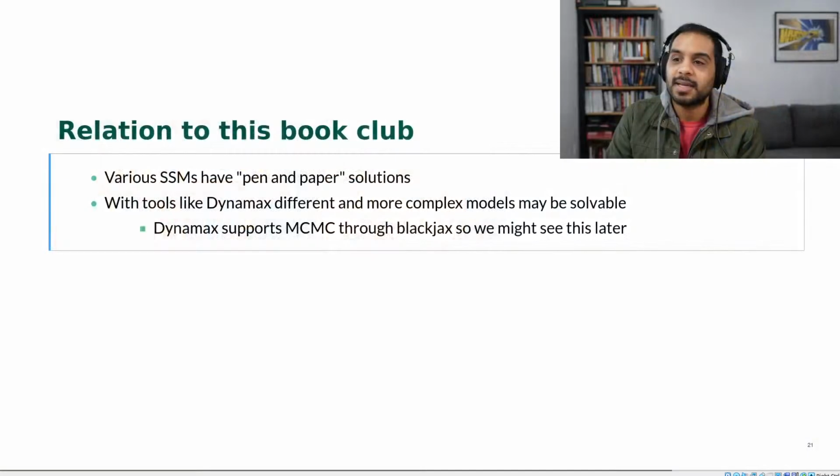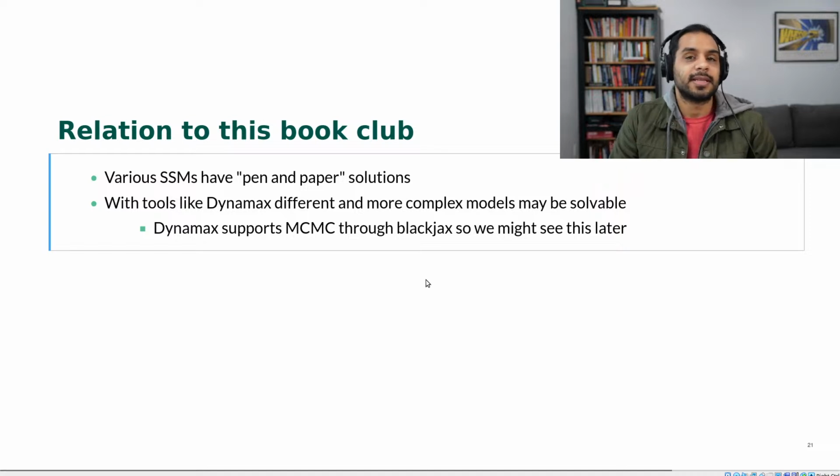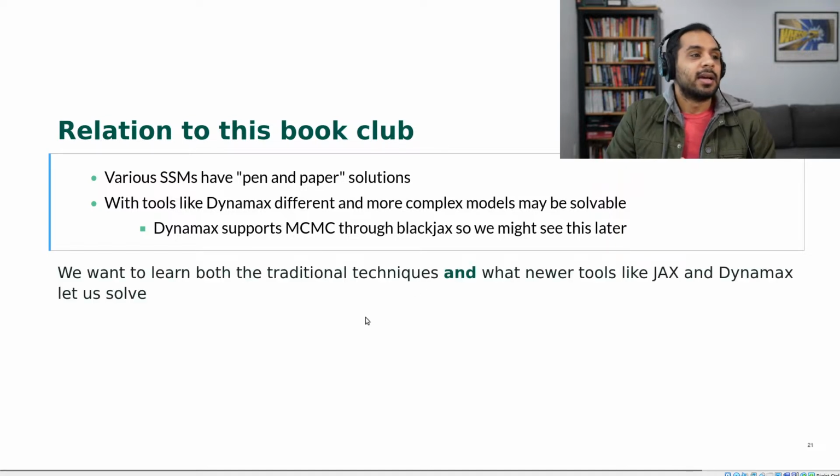Sorry about that. So, in relation to this book club, as I mentioned, there are various pen and paper solutions for state space models, but tools like Dynamax have different and more complex solvers available, so we're going to want to go through that. I just showed that Dynamax supports MCMC methods as well as Optax and sequential Monte Carlo, so we might see that later as well. Really, really fascinated to see how these newer methods let us expand what we can do with state space models. So like I said, we want to learn both the traditional techniques and what newer tools like Dynamax let us do.